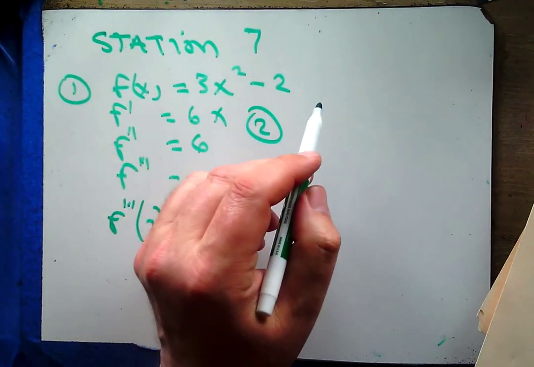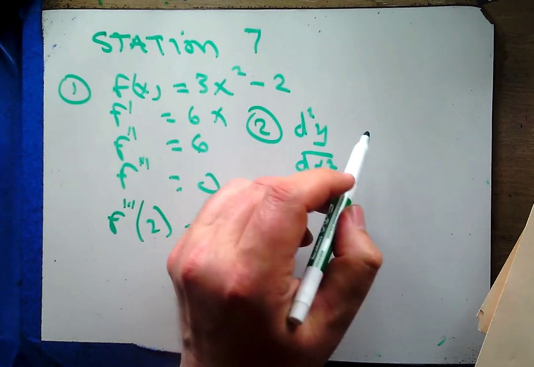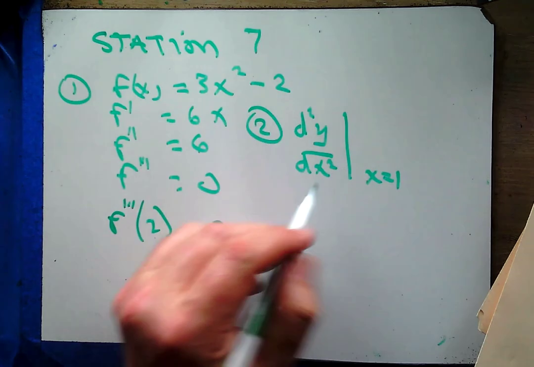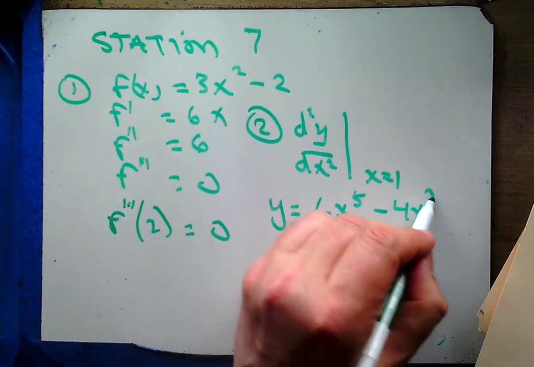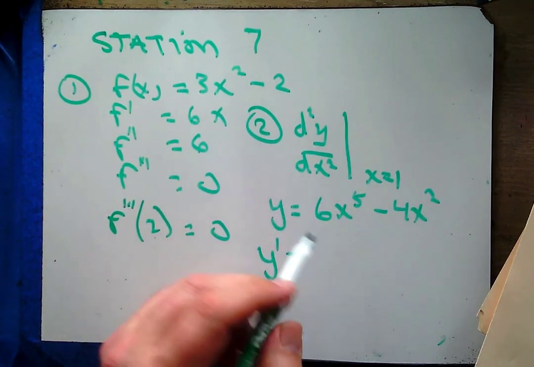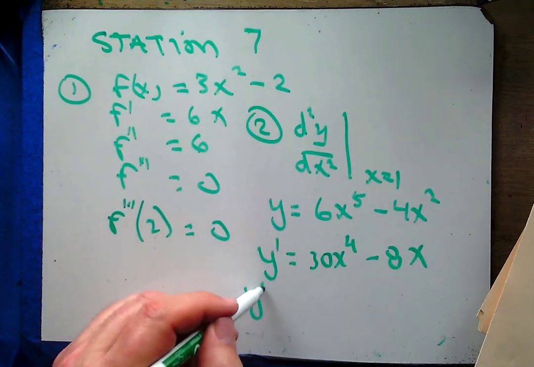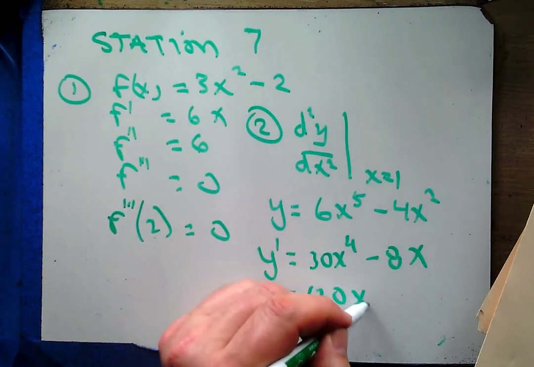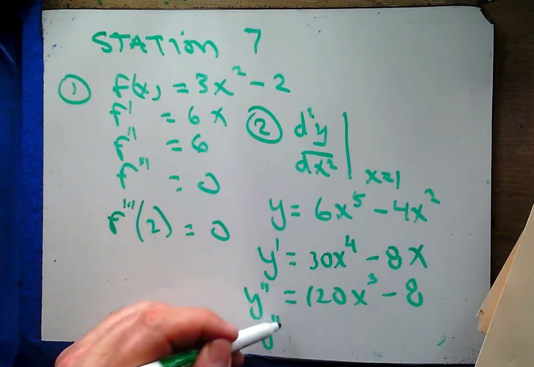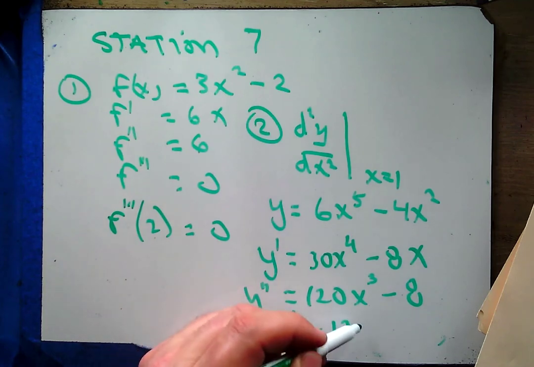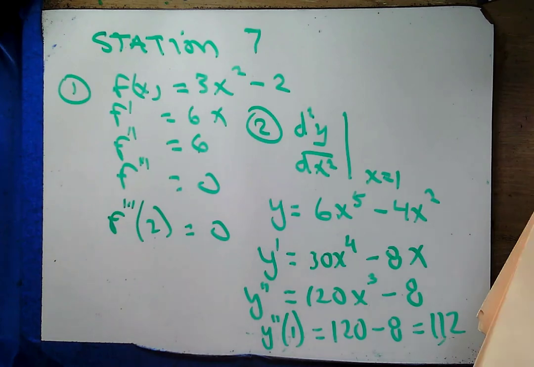I'm looking for the second derivative at x equals 1 if y equals 6x to the fifth minus 4x squared. Okay, y prime then is 30x to the 4th minus 8x, and y double prime will be 120x to the 3rd minus 8. And we want to know y double prime of 1. It's going to be 120 minus 8, or 112. All right.